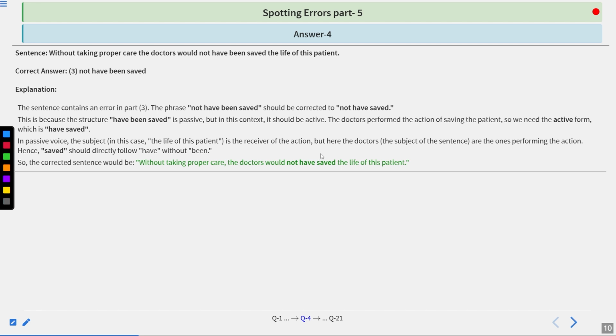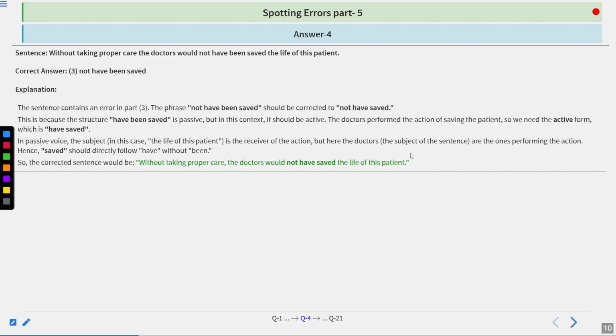In passive voice, the subject, in this case the life of this patient, is the receiver of the action, but here the doctors, the subject of the sentence, are the ones performing the action. Hence saved should directly follow have without been. So the correct sentence would be, without taking proper care, the doctors would not have saved the life of this patient. I hope you have understood.